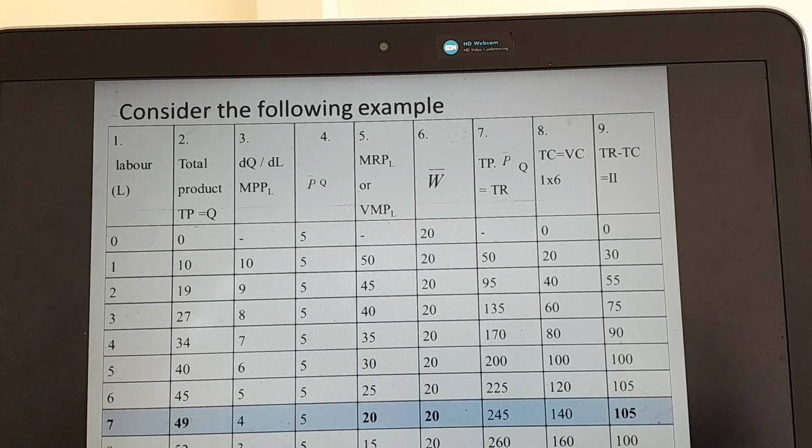Labor input is there, total product is there, the marginal physical product is there, the price of the output is constant at 5. The marginal revenue product or value of marginal product is marginal physical product times the price. The wage is fixed at 20 rand. So the profit maximizing approach is the point at which total revenue minus total cost is maximum, or marginal revenue product, the marginal value product, is equal to marginal cost.